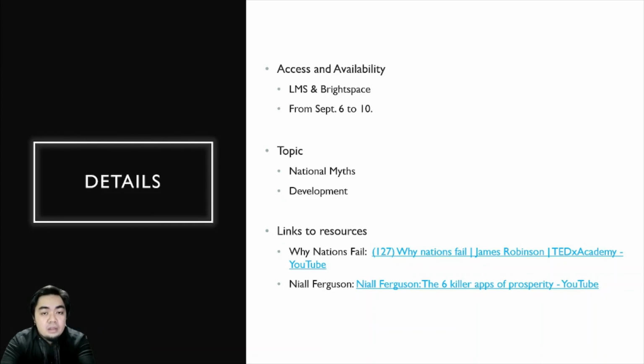So you can access the workshop via the learning management system, Brightspace, and you can also make use of MS Teams. Sorry for the error in the PowerPoint. That's supposed to be MS Teams and Brightspace. It is available from September 6th to 10th, the deadline being the midnight of September 10th.